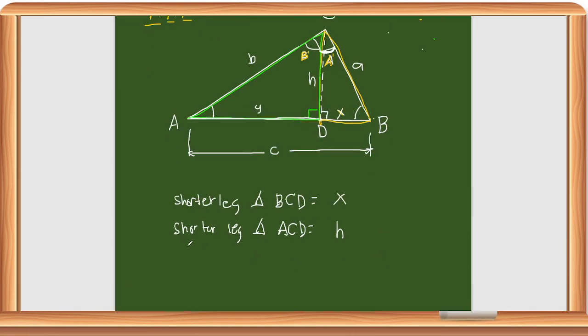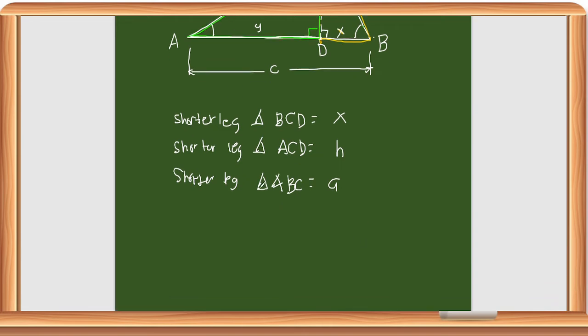Now, how about the shorter leg of the original? Shorter leg of triangle ABC. Okay? The original triangle. It is? A po. Okay, very good. So that's A. Now, let's try to identify the longer leg, no?